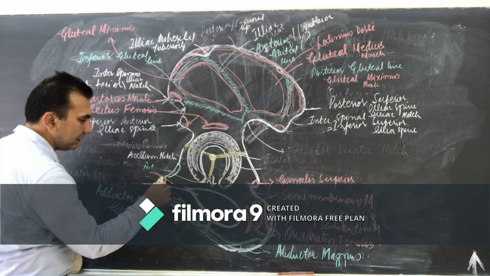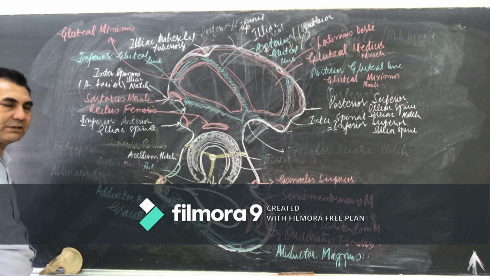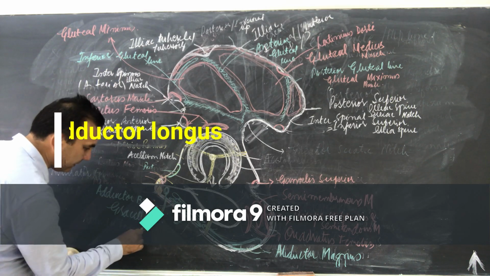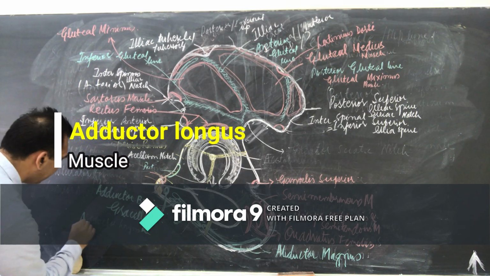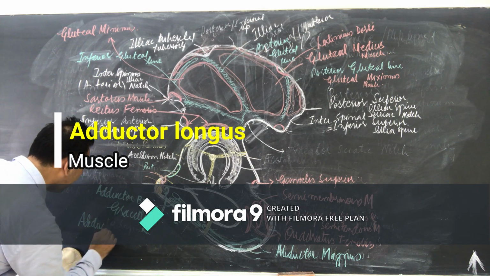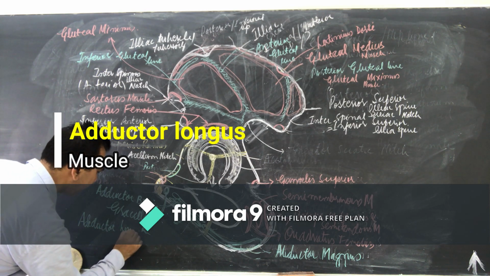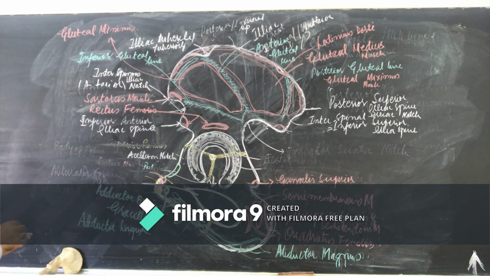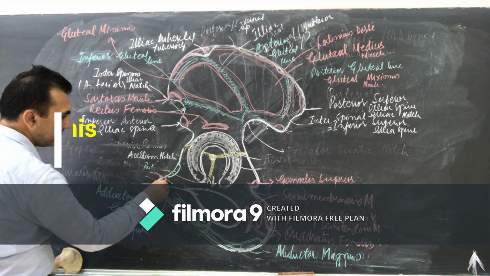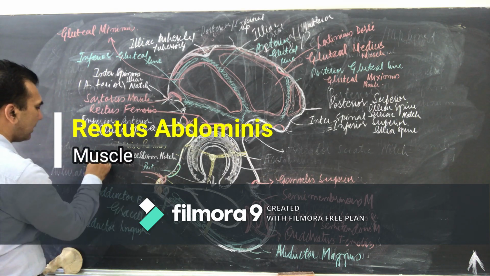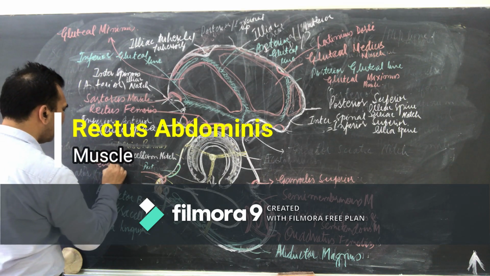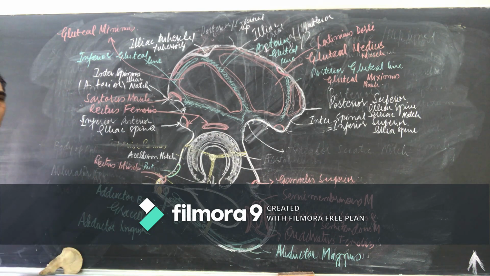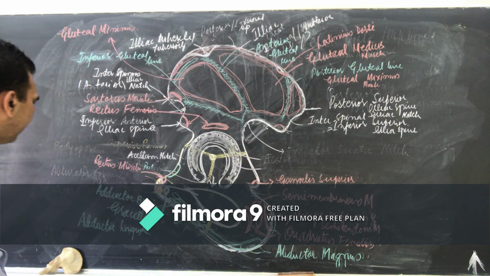When we come to the area of the pubic symphysis, the area is trigone in shape, and this area is for the adductor longus muscle. And just above the adductor longus muscle is another area, for the rectus abdominis muscle.